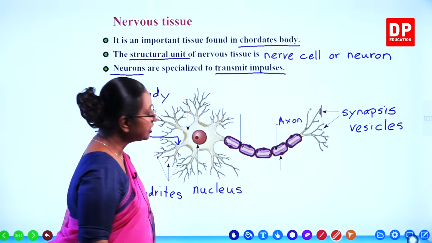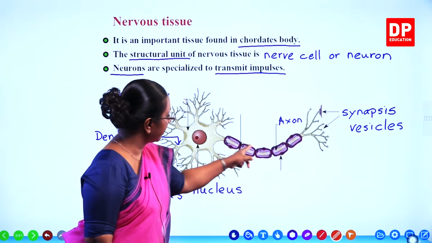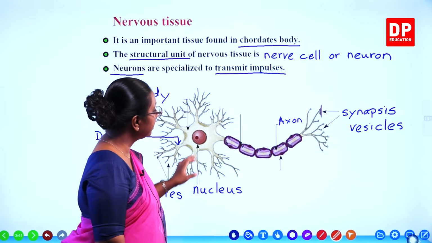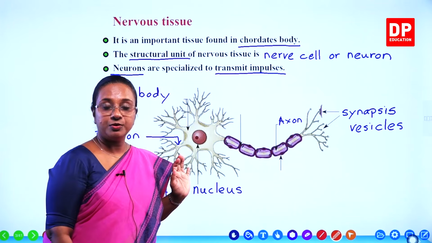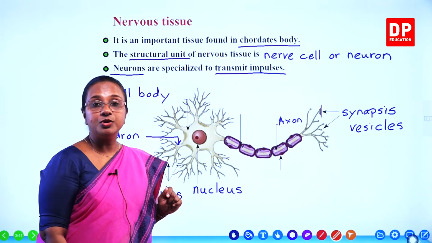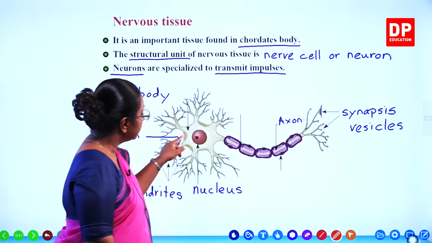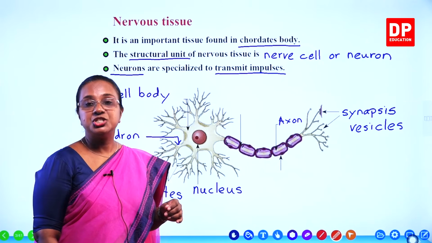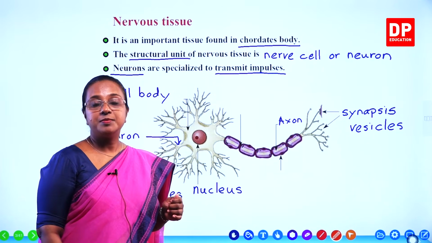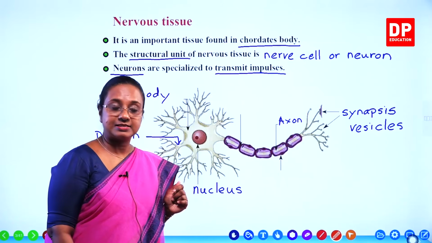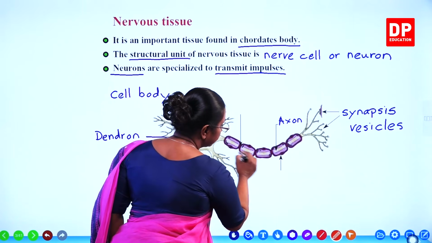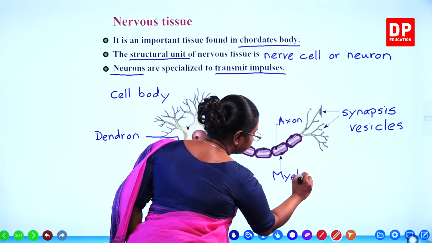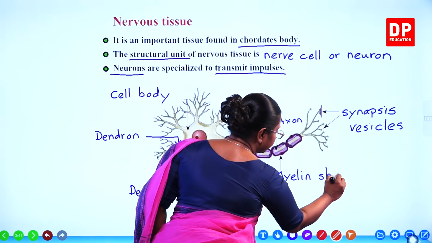This is a special property. Here you can see these 2 parts, a special feature seen in only this type of neuron. I told you all, the motor neuron. This cover is known as the myelin sheath. This is there for the protection of the axon. So here these covers are called the myelin sheath.